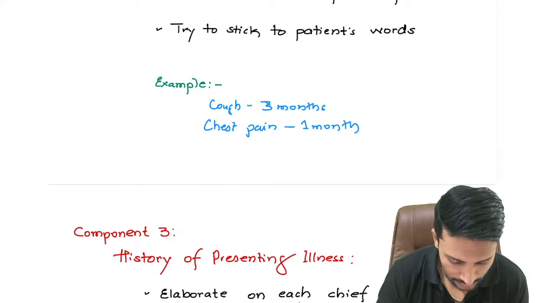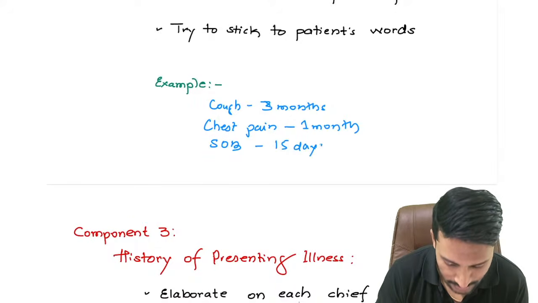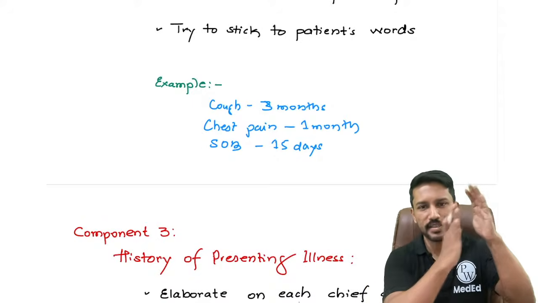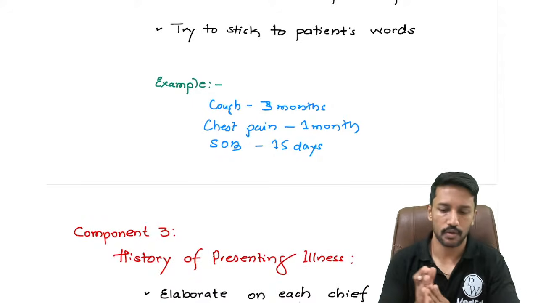And then I have shortness of breath since 15 days. That is the least old, or the most latest complaint. So from the oldest to latest, we will arrange the complaints in chronological order.